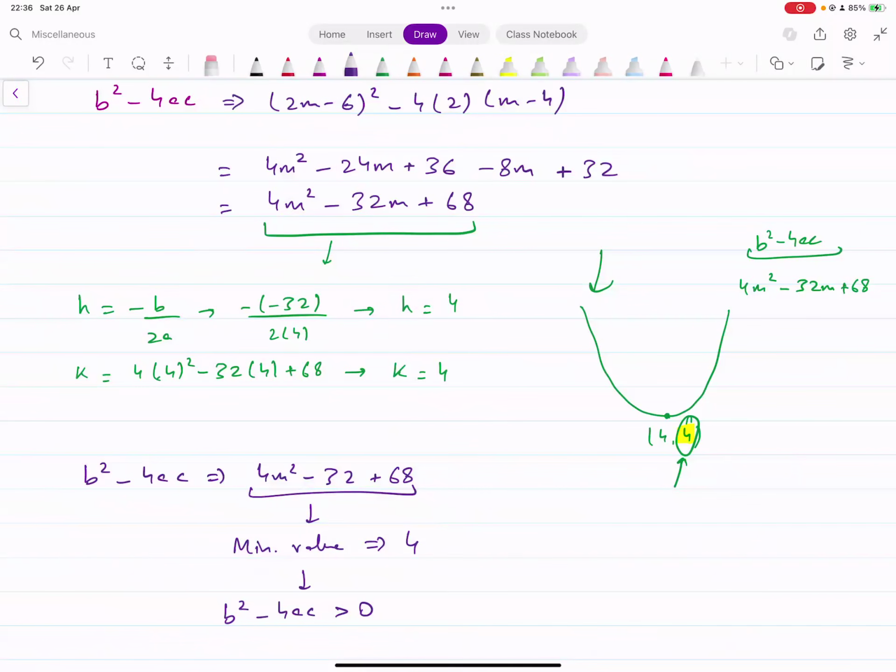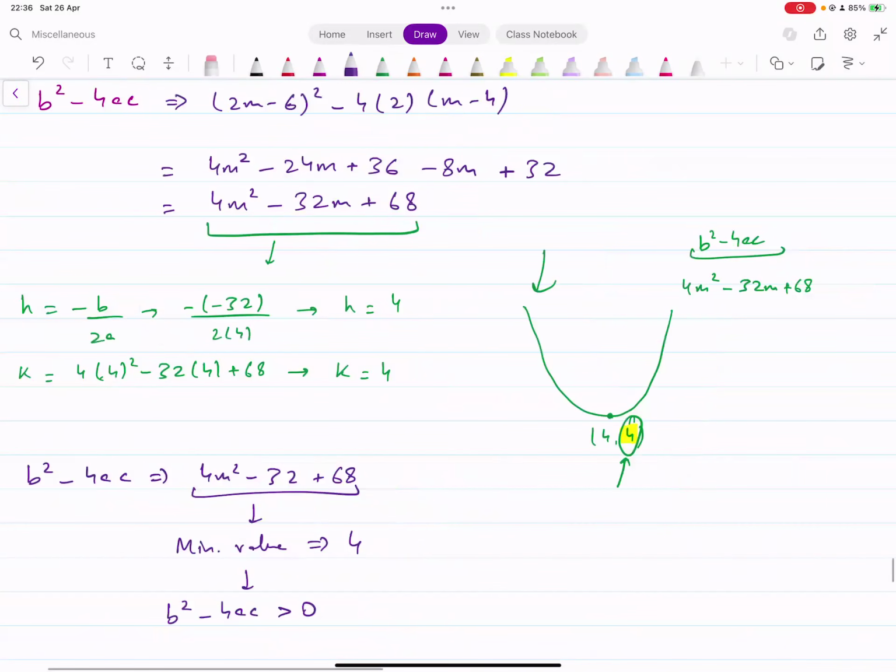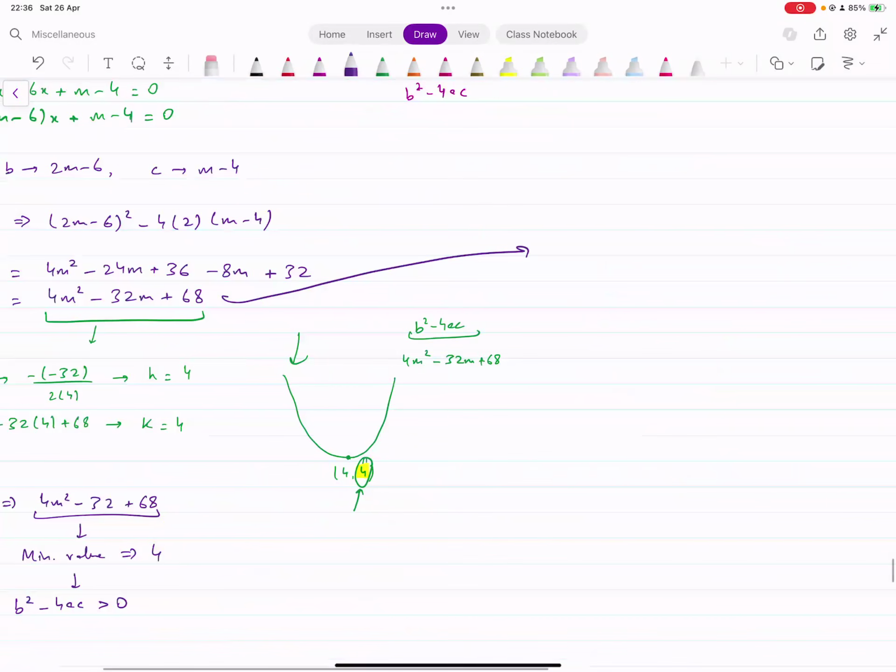Yeah, so whatever value of m you have there, since you have proved that the minimum value is 4, it's always going to be greater than that. If the minimum is 4, it can't go below 4. So that's greater than 0. Okay, if you find this confusing, just complete the square. Complete the square and you'll get something like this. 4 into m minus 4 whole squared plus 4. That is what you would get from this.